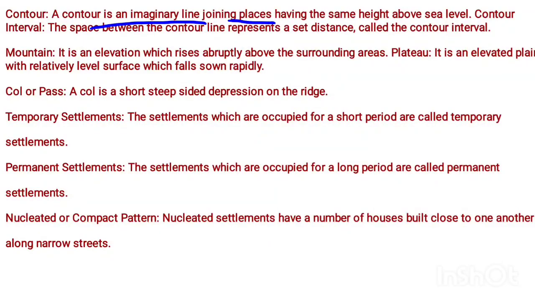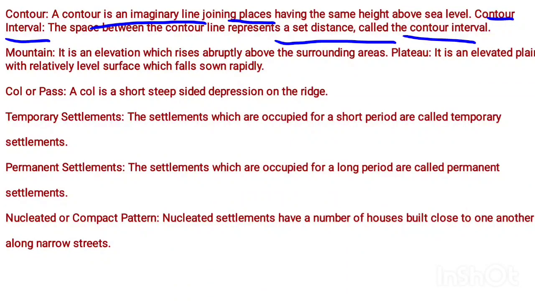The next concept is contour interval. The space between the contour lines represents a set distance, which is called contour interval. Suppose this contour value is 300 meters and this contour value is 400 meters. So the interval between these is 100 meters. So the space between the contour lines which represents a set distance is called contour interval.